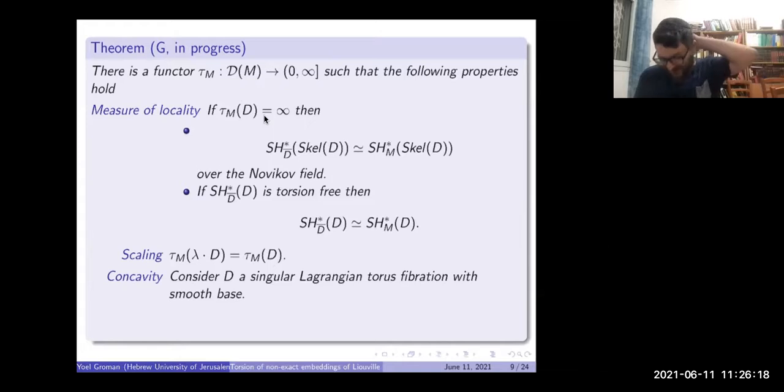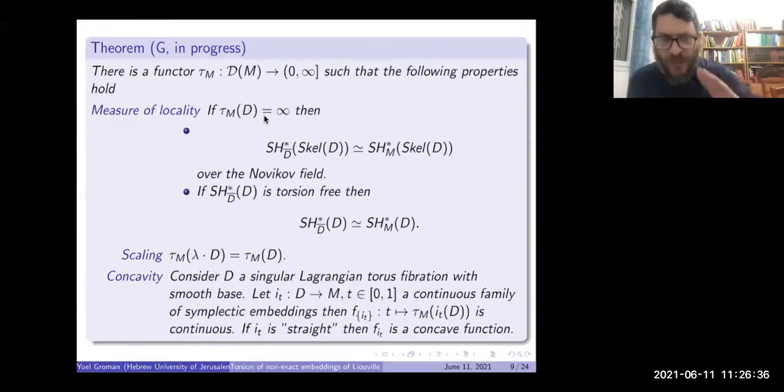I'm formulating a result in a more limited way than I believe I should, but for safety. Consider D to be not just any old Liouville domain, but one that comes from one of these models for a singularity. Then suppose you have a symplectic isotopy, a continuous family of symplectic embeddings of your Liouville domain. Then you can define a function which for each t takes this invariant tau m, which I will henceforth refer to as the embedding torsion, of the corresponding Liouville domain. You get a function on an interval. This function is, first of all, continuous. And then a statement which I will explain in a minute: if the isotopy is straight, I will explain what this means, then this is a concave function on the interval. Before I go on, I will pause for questions.